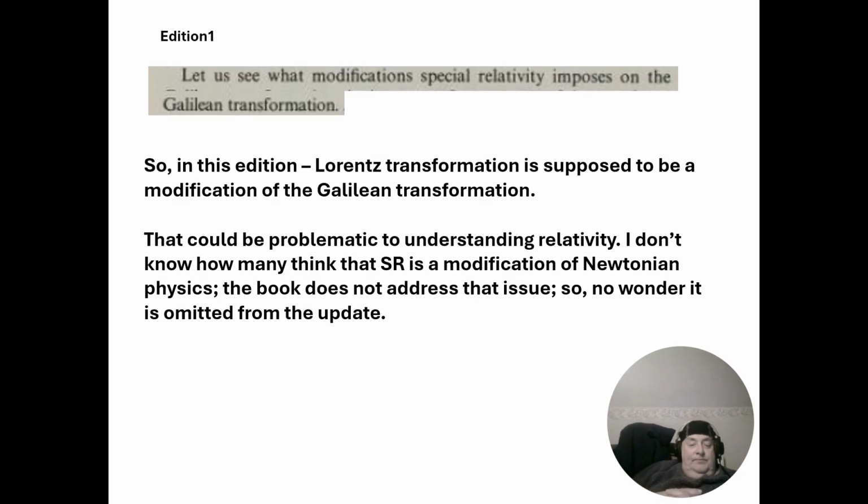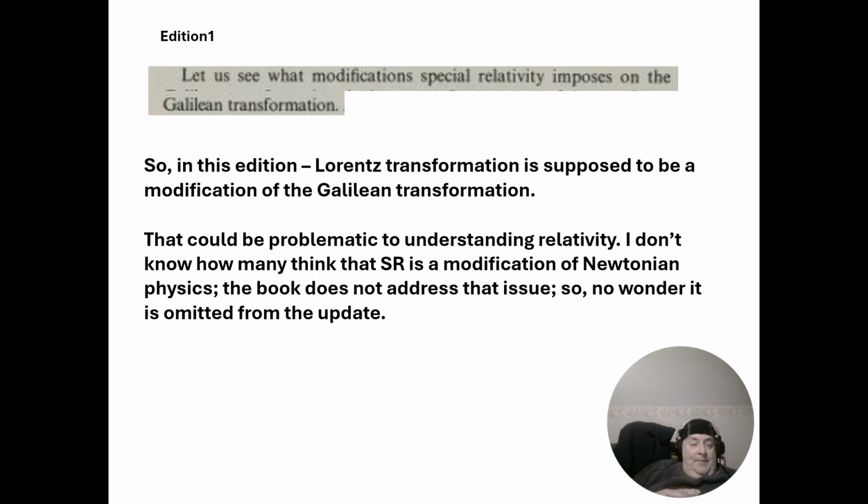And so this is from edition 1. Edition 1 is saying it different to what edition 2 is saying. Let us see what modifications special relativity imposes on the Galilean transformations. And so in this earlier edition of the book by Rindler, he's going to say something completely different. He says the Lorentz transformations are supposed to be a modification of the Galilean transformations, or at least he seems to be saying that when he says let us see what modification special relativity imposes on the Galilean transformations.